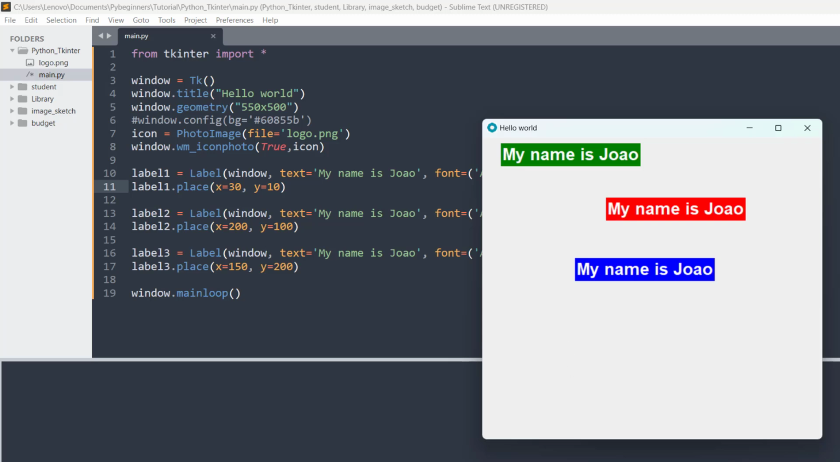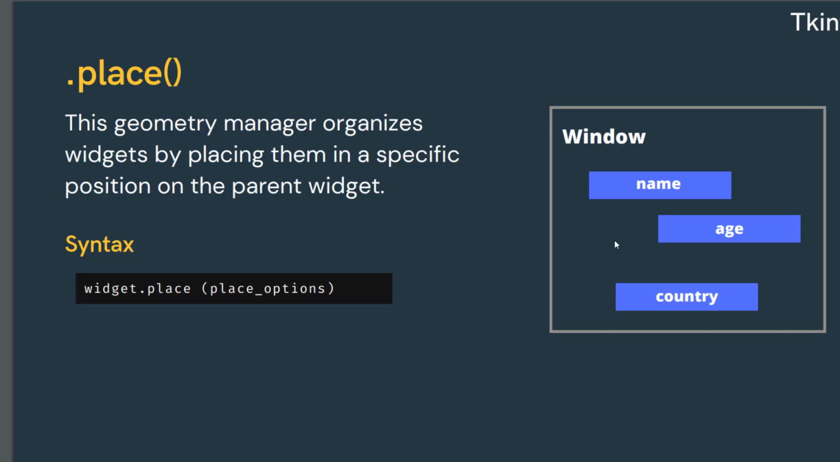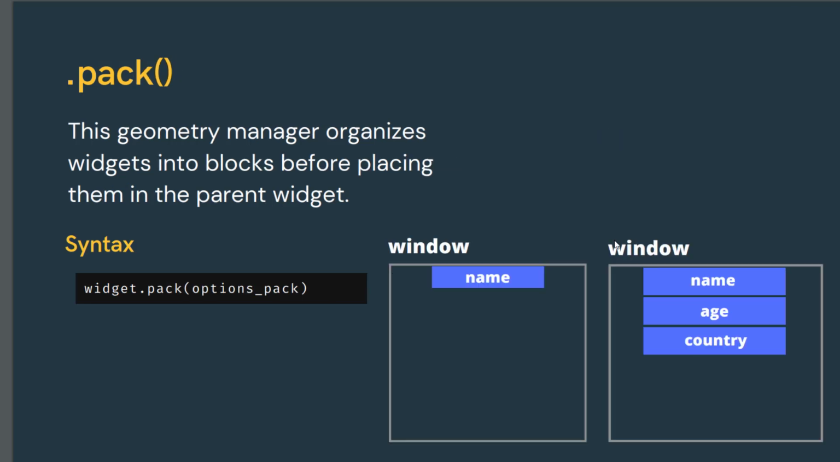Apart from place, there is another one, which is this one: pack. This geometry manager organizes the widgets into blocks before placing them, so it keeps organizing things like this before you give any options. This is the syntax: the name of the widget dot pack, and inside you put some options. So now let's see an example.